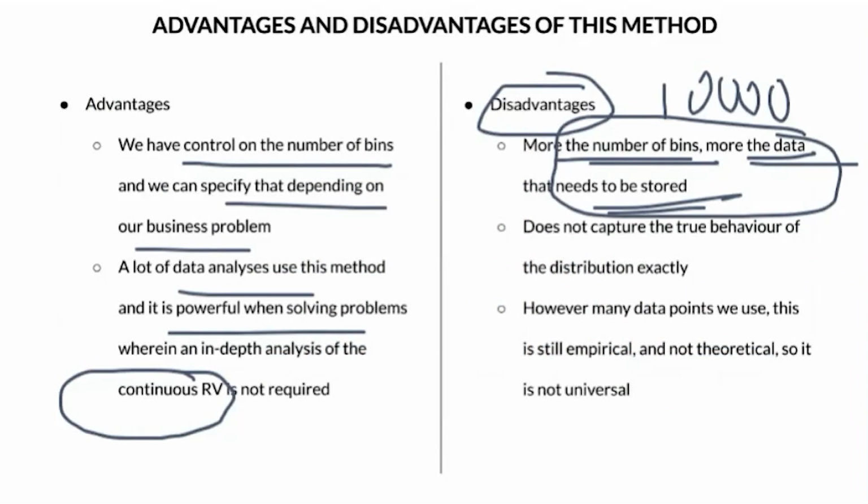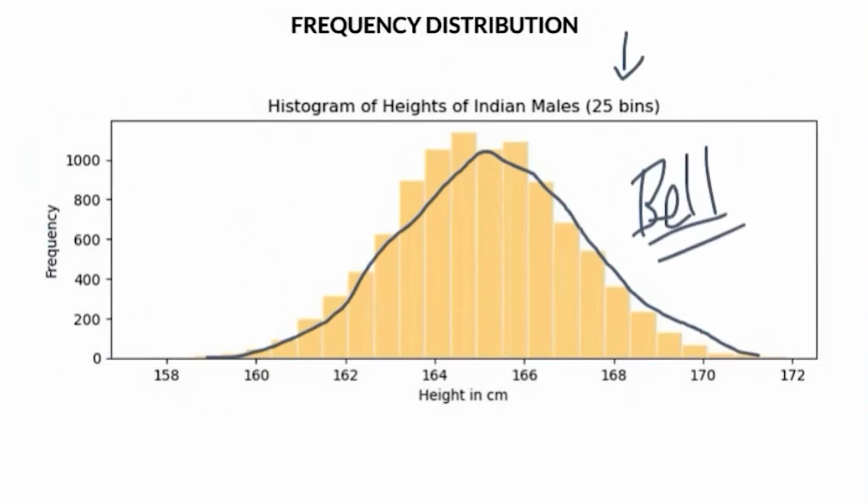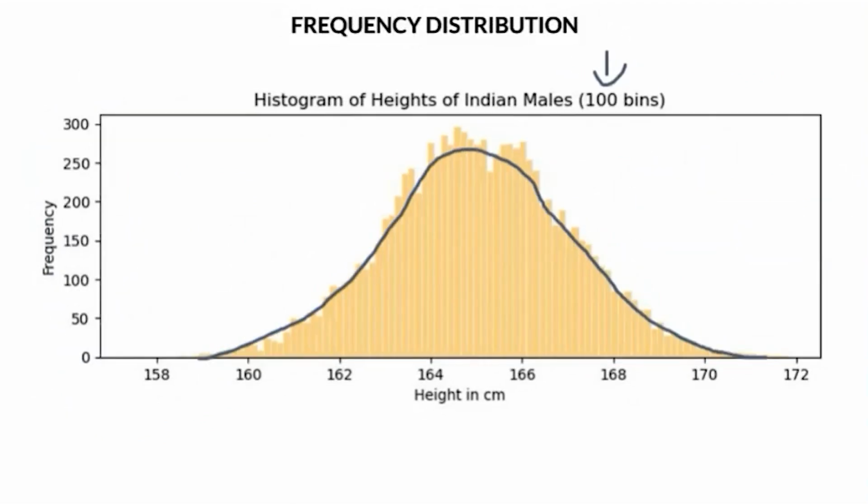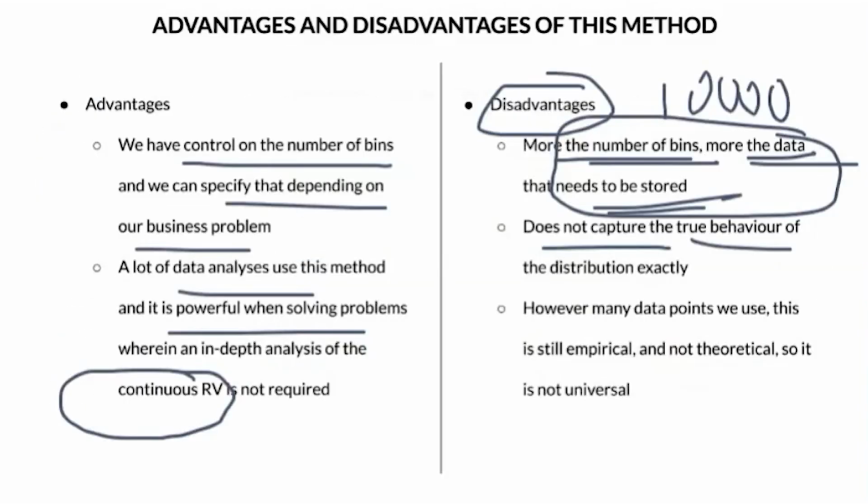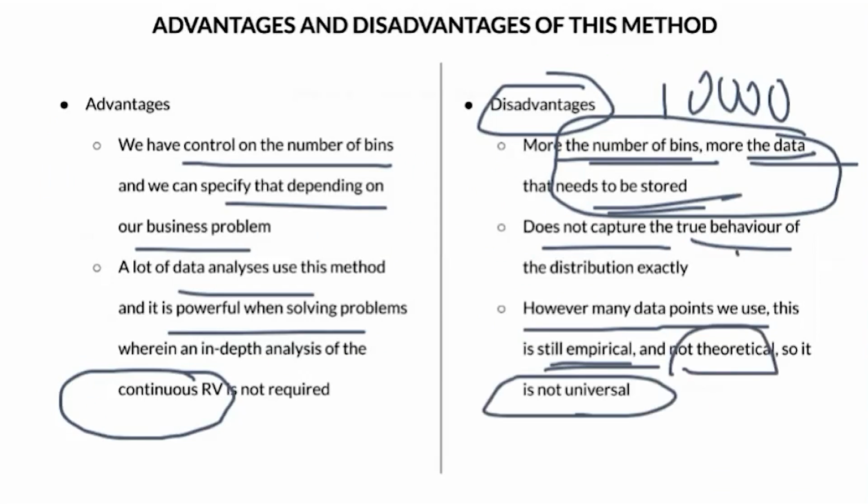Secondly, on a more academic and conceptual level, and even a bit realistic level, it does not capture the true behavior. As I showed you before, we went from 25 bins to 50 bins to 100 bins. You can go to 200, 300, 400 bins, whatever. Each time your histogram is going to change. So you're not necessarily capturing the true behavior of this distribution. However many data points you use, this distribution is still empirical. It is not theoretical. So whatever analysis you do is not universal. It is specific to your analysis. These are the disadvantages of the method that we saw.